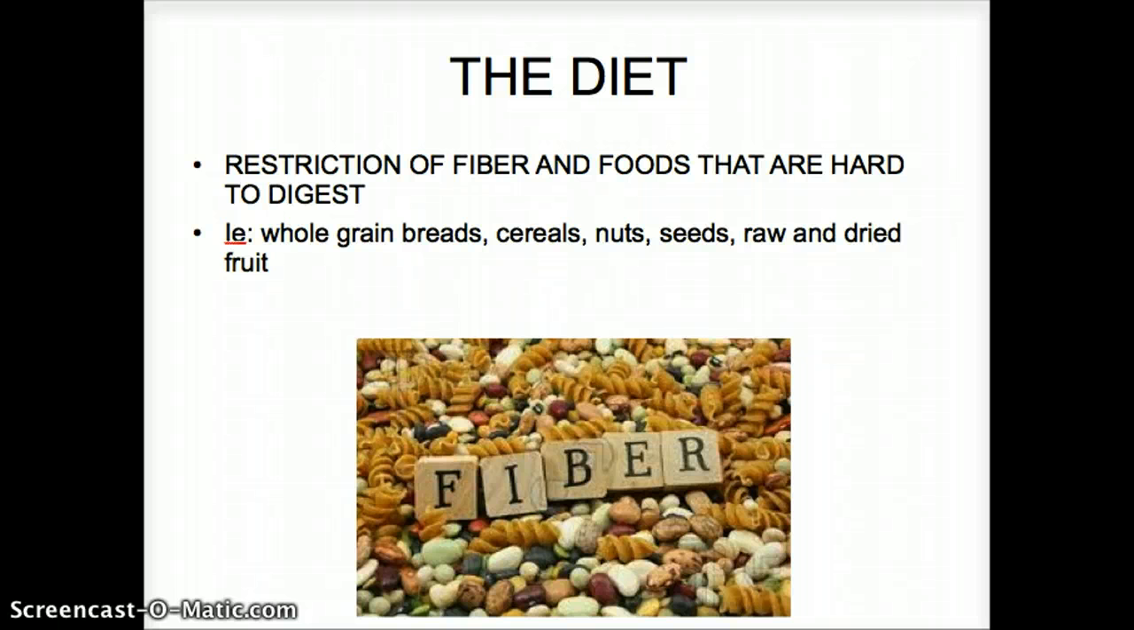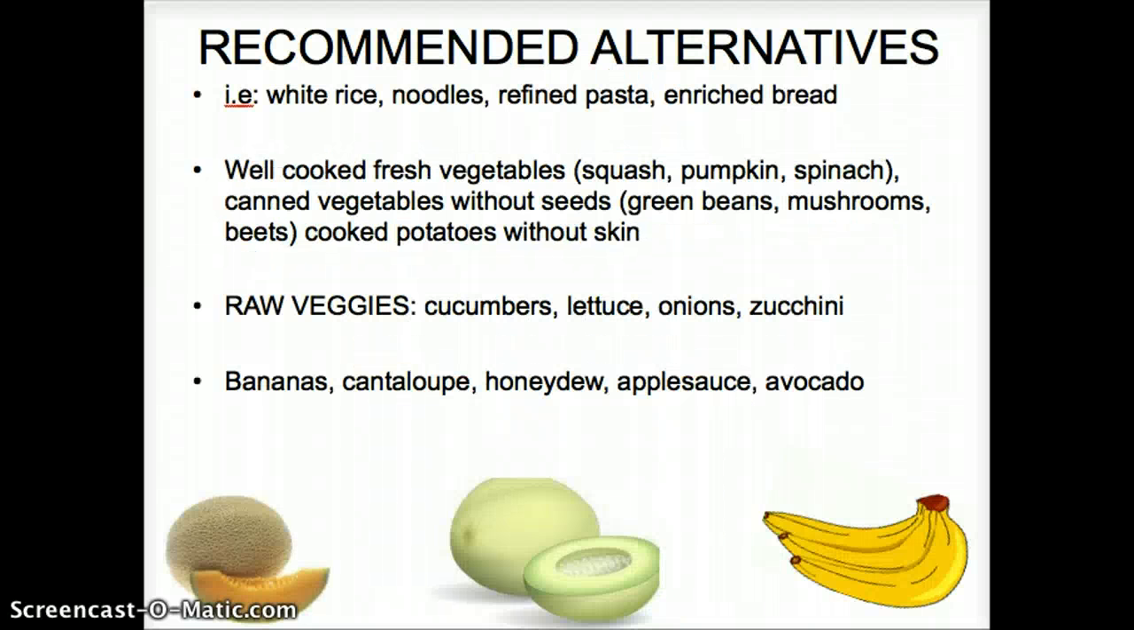And foods that are high in fiber would be whole grain breads, cereals, nuts, seeds, and raw and dried fruit. So those would be appropriate to eliminate. Recommended alternatives would be white rice, noodles, refined pasta, and enriched bread. Well-cooked vegetables such as squash, pumpkin, and spinach would be appropriate, as well as canned vegetables without seeds such as green beans, mushrooms, and beets, and cooked potatoes without the skin, as the skin has a lot of fiber in it. Raw vegetables such as cucumbers, lettuce, onions, and zucchini, and fruits such as bananas, cantaloupe, honeydew, applesauce, and avocado are all great choices. They're foods that are healthy and have low amounts of fiber.